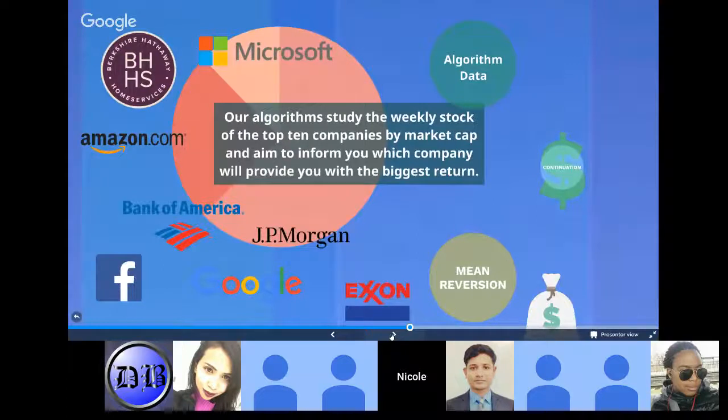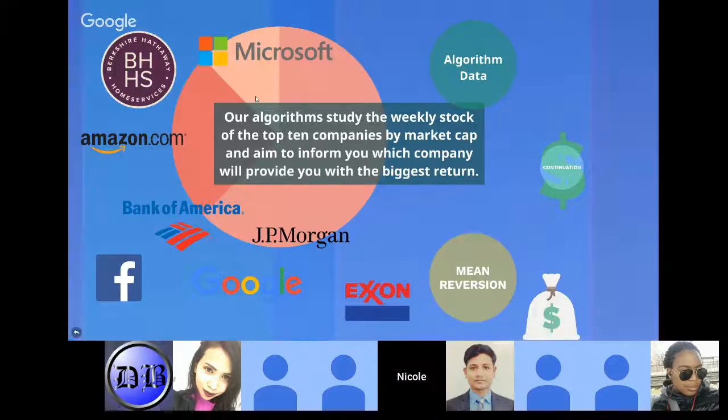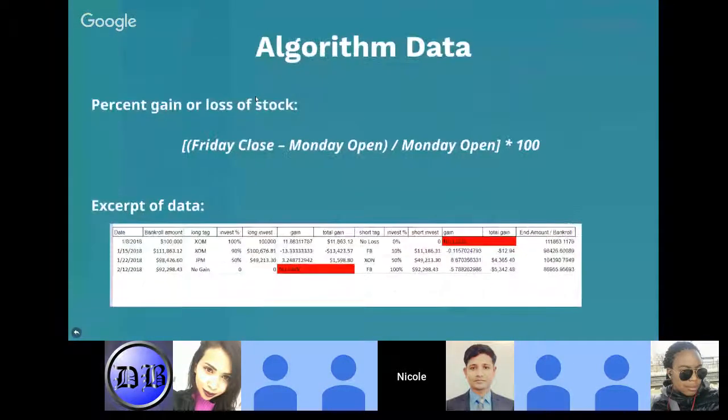So, our algorithms study the weekly stock of the top 10 companies by market cap and aim to inform you which one will give you the best return. We did 2 algorithms, called continuation and mean reversion. But before, I would like to just go through how we went about collecting our data and what data we used.